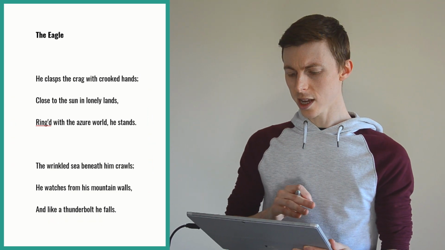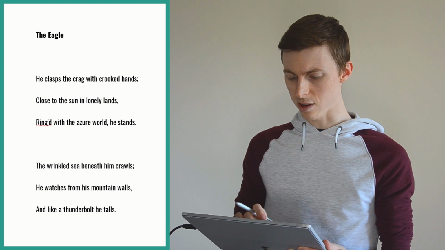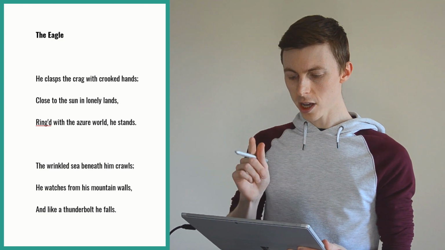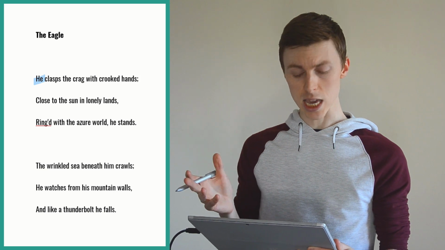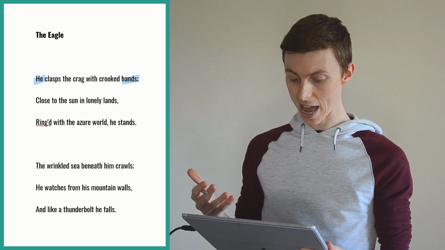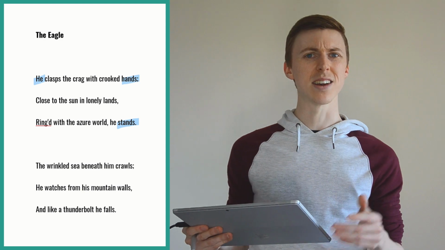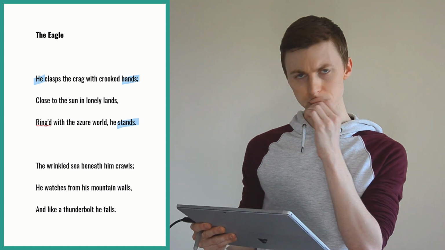Let's take a look at the presentation of the eagle as he waits, then. Firstly, we might notice that Tennyson uses words that are more commonly associated with humans rather than animals. Rather than it, he writes he. Rather than claws, he uses hands. And rather than saying something like the eagle perches, he says that the eagle stands.